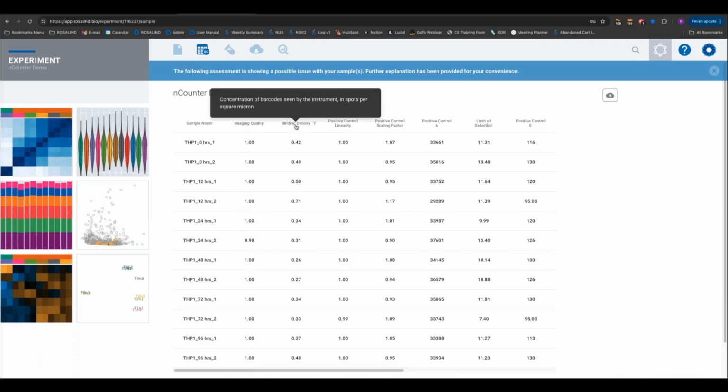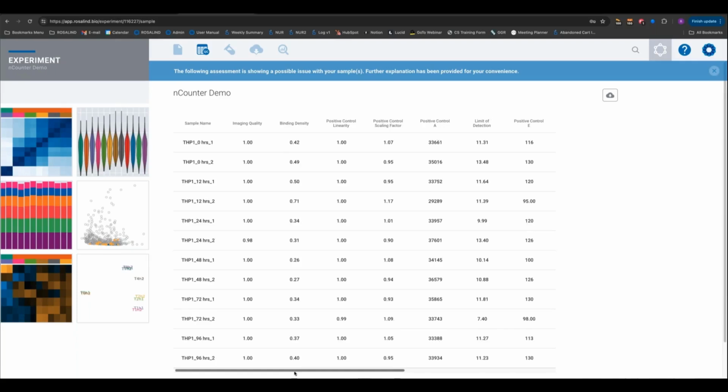Then let's look at the binding density. Was there too much RNA loaded into the sample? Are we even close to saturation? The answer is no. This all looks great. These are all within our preferred range of binding density, so there's no linearity issues, there's no saturation issues, so we can progress to the next step.